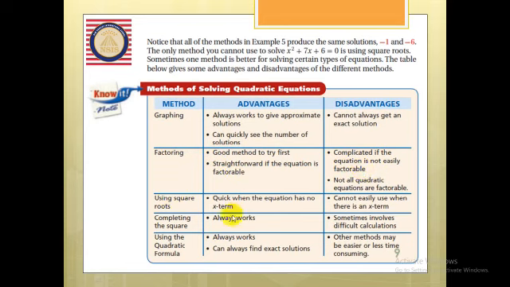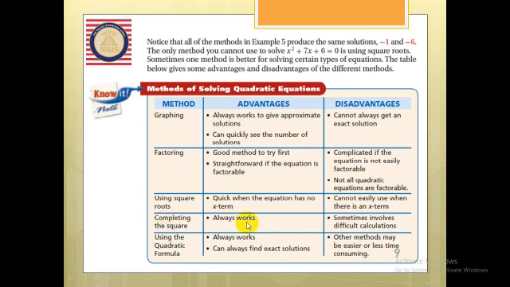Using the square root is nice if I don't have an x term. If I don't have an x term, that means x power 2 equals 9. This is easy. But what about x power 2 minus 4x equals 7? It will be much more difficult, okay? So it cannot be easy when I have an x term.